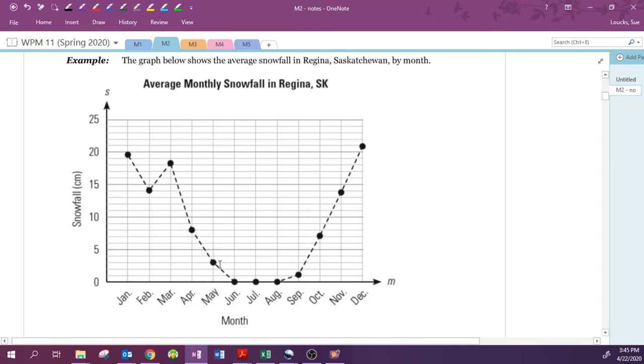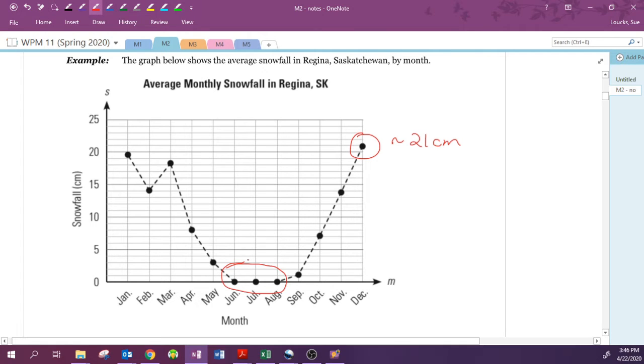The snowfall, this axis on the left here shows us the amount of snowfall, and the highest number is this in December, and that is about 21 centimeters. Part B, during what 3 months is there no snowfall in Regina? And that would be June, July, and August, because the snowfall then is 0. Not sure that's always the case, but it is on this chart.